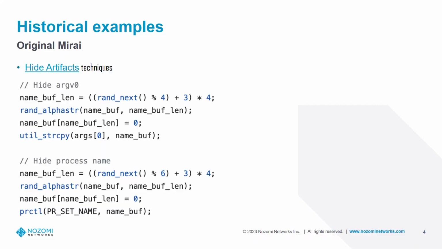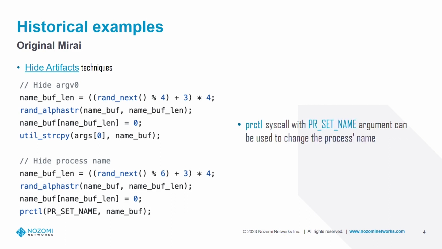Apart from that, there were other techniques that were used to make both researchers' and competitors' life more difficult. So going further, we can see that argument 0, which is actually the name of the thread, was attempted to be modified. Also, the process name was attempted to be changed by using the prctl syscall with this particular argument. Now, lots and lots of malware families also incorporated this trick just to make sure that they stay below the radar as long as possible.